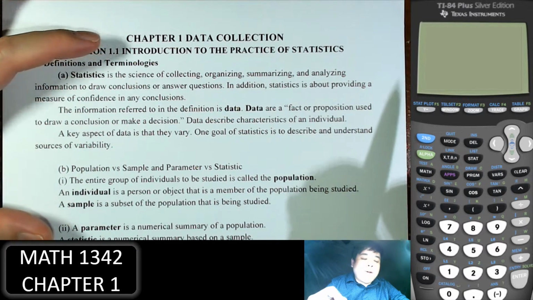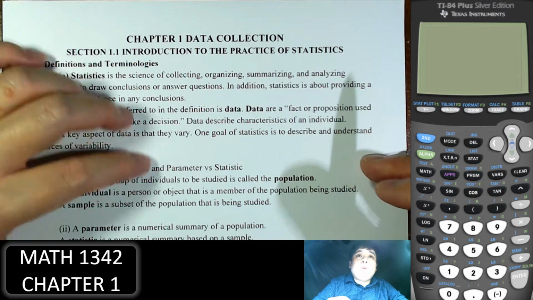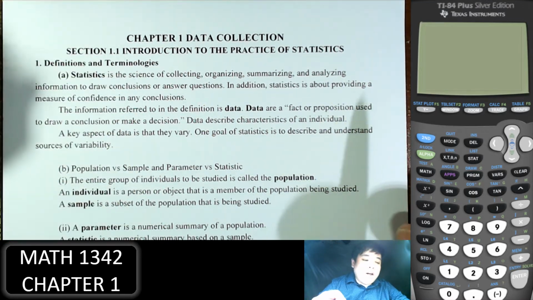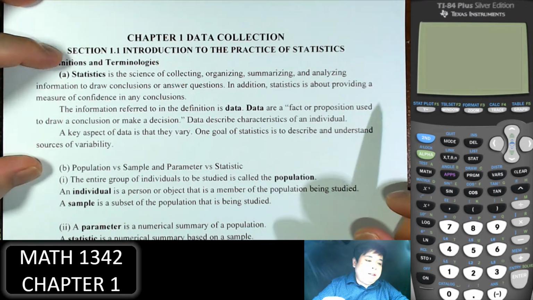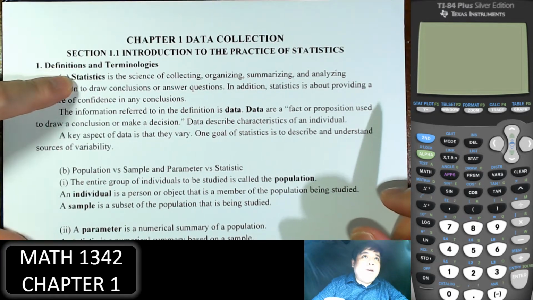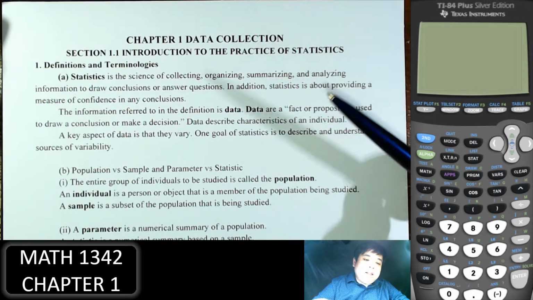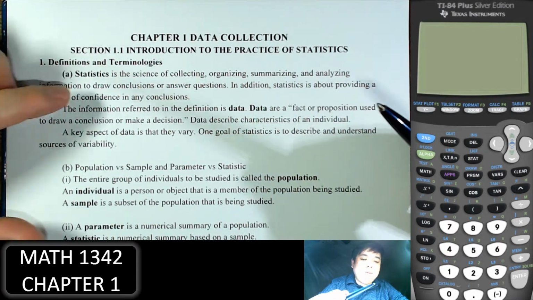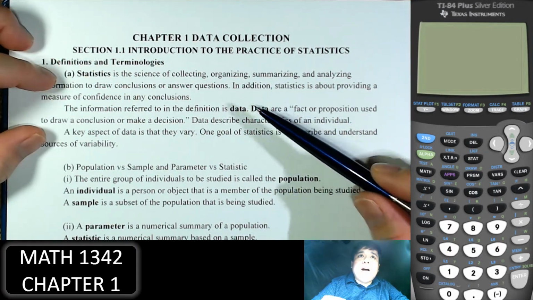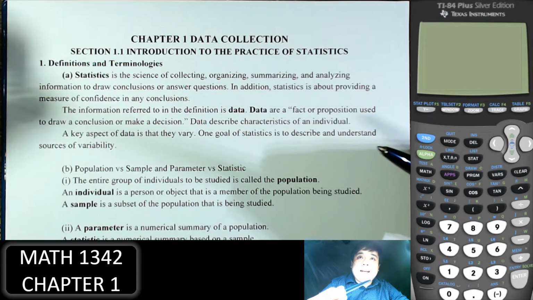In this chapter 1, there will be a lot of reading and I will not read everything that is in the notes. I'll just go over some important things. First, we define what statistics is. It is a science of collecting, organizing, summarizing, and analyzing information. Information is referred to as data.